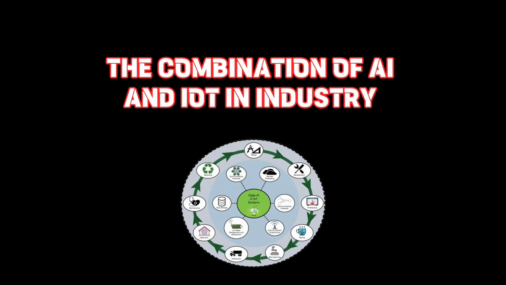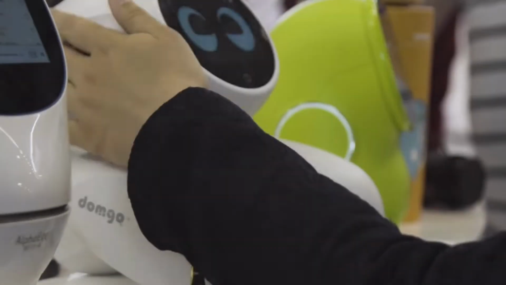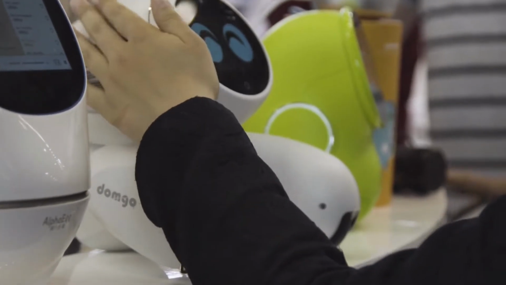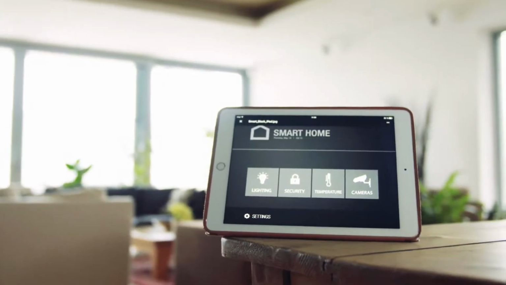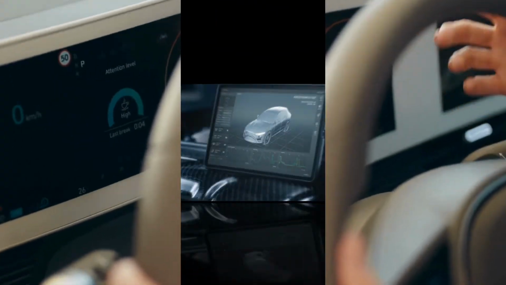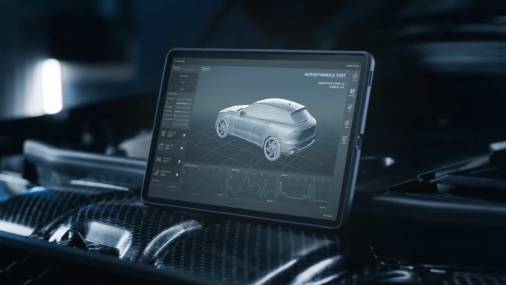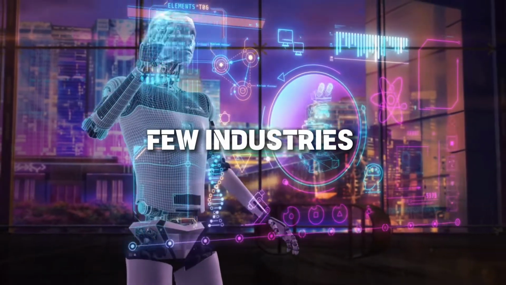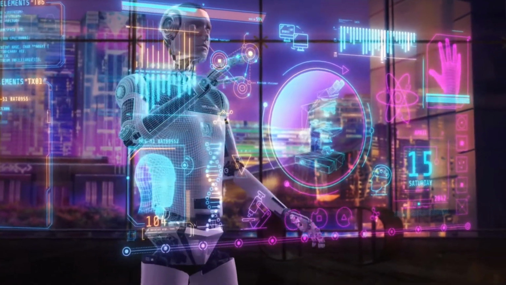The combination of AI and IoT in industry. The combination of AI and IoT is being used in various industries, such as smart homes, healthcare, autonomous vehicles, and industrial IoT, to name a few. Let's delve into a few industries where AI and IoT together are working efficiently.